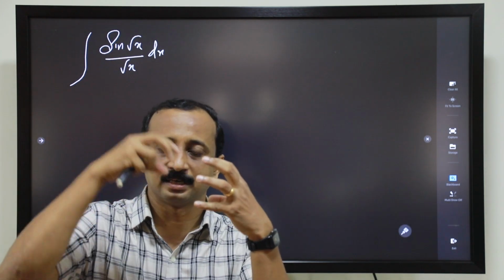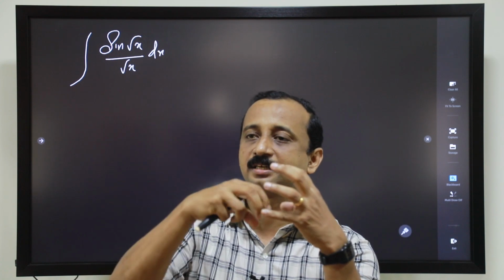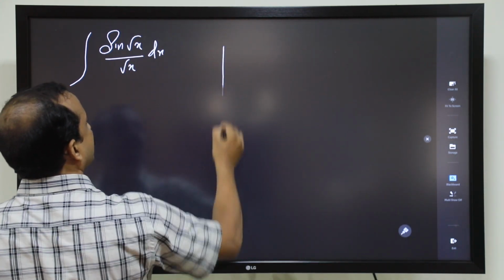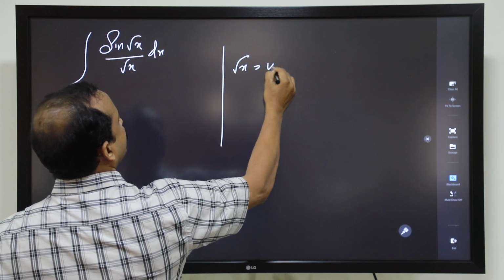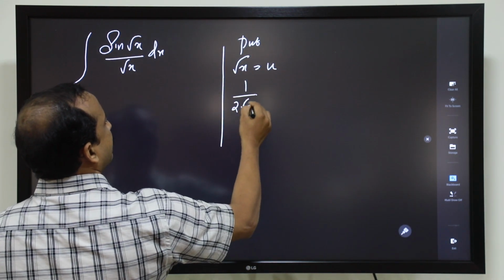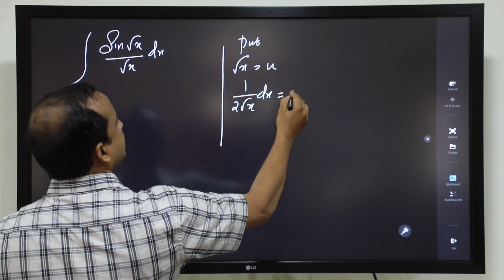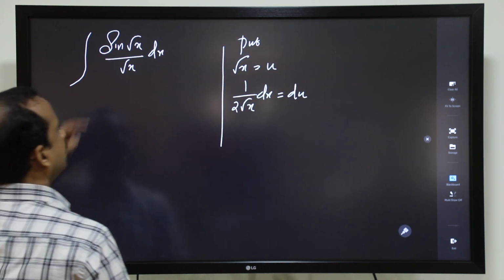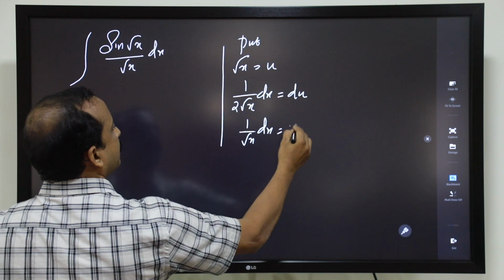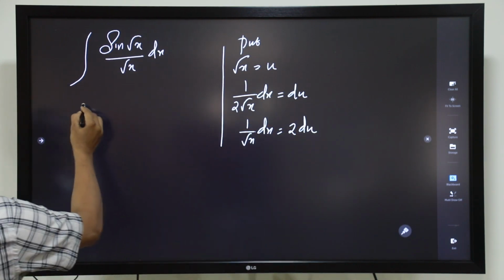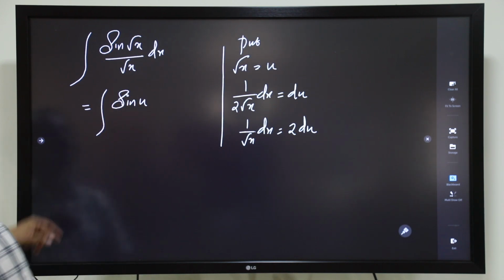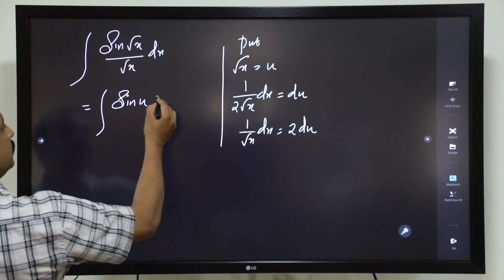Here, sin x corresponds to the function containing x, so root x is contained in the function. So we put root x is equal to u, and the derivative is 1 by 2 root x into dx is equal to du. Here we want 1 by root x only, that is 1 by root x into dx is equal to 2 du.